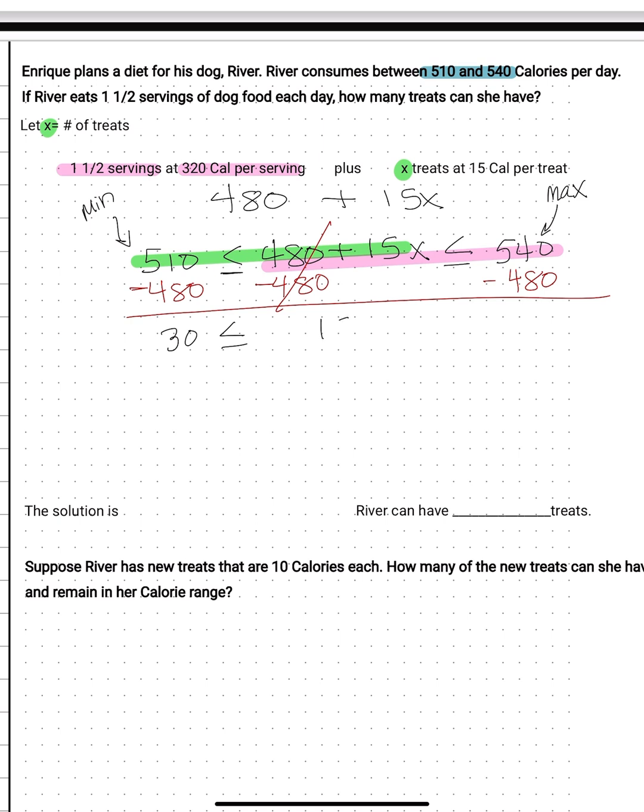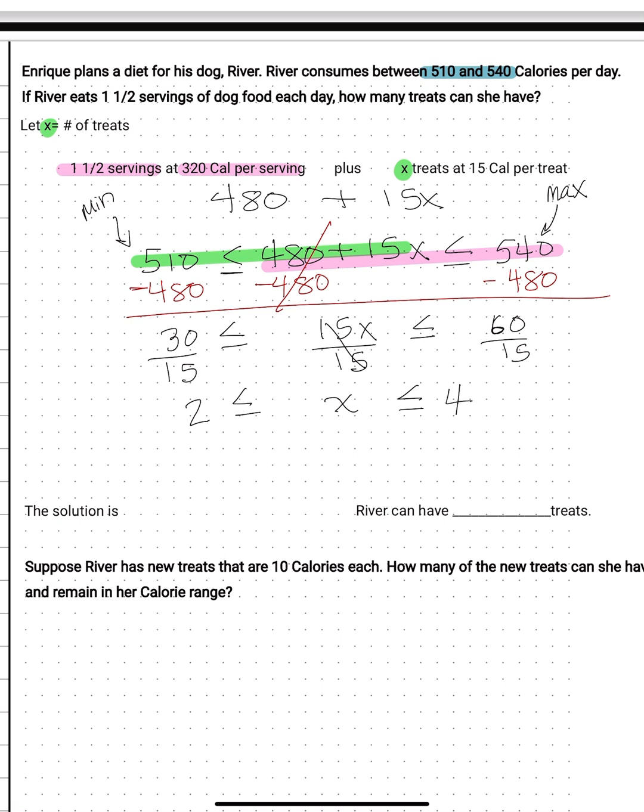In the middle, we only have 15x left, which is less than or equal to the difference of 540 and 480. So if I subtract those, we get 60. And to get x by itself, I see it has a coefficient of 15. So we're going to divide it out on both sides. 30 divided by 15 is 2. Therefore, 2 is going to be less than or equal to x, which is less than or equal to 60 divided by 15, which is 4.